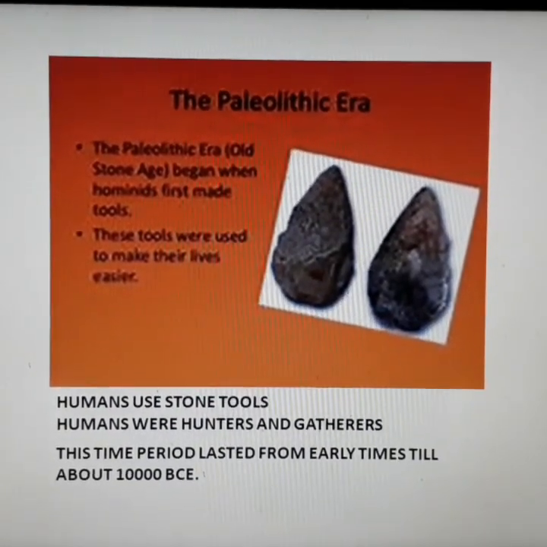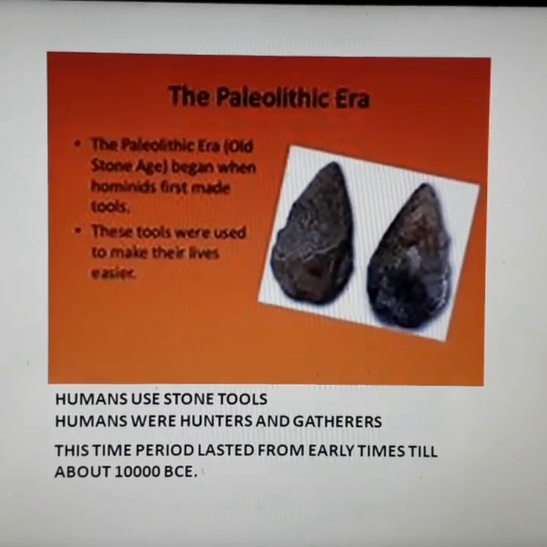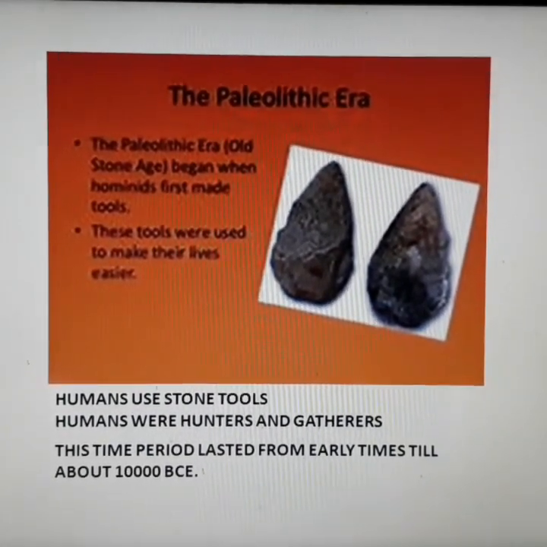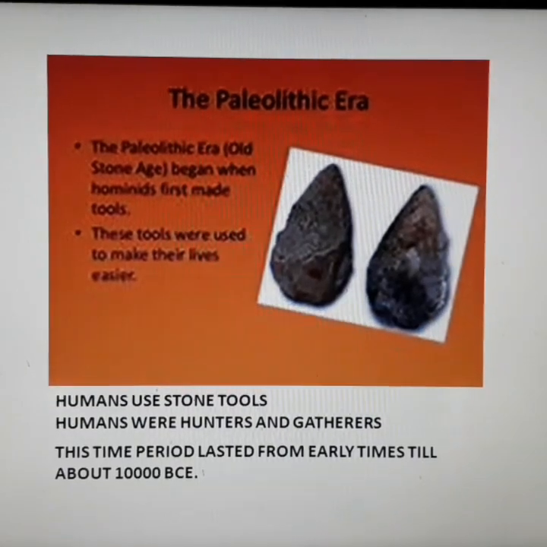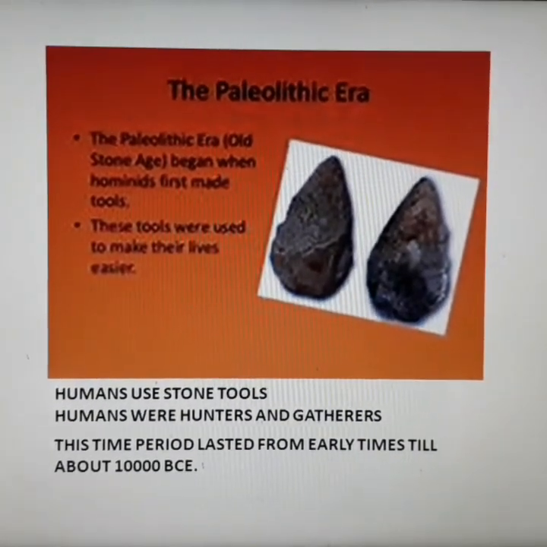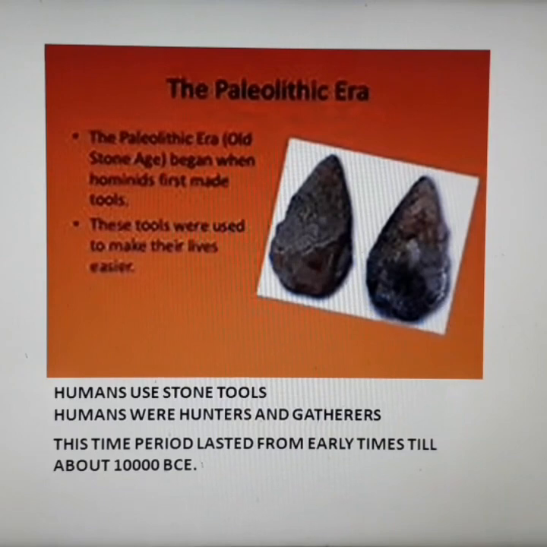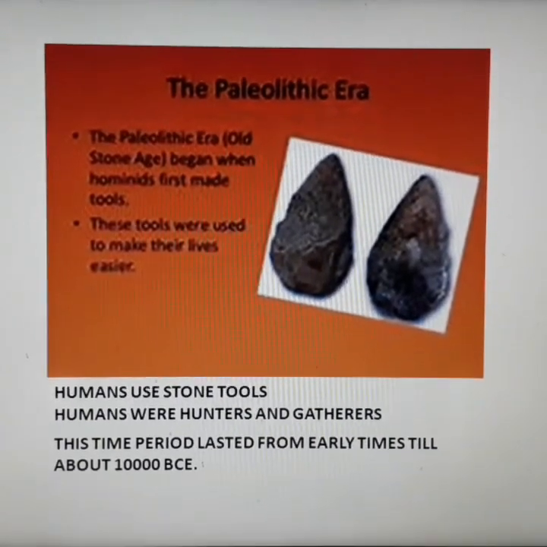In this time humans were hunters and gatherers. They were not food producers. They used to hunt animals, and they used to gather fruits and nuts from the trees. So in this time period, living was very simple and basic.